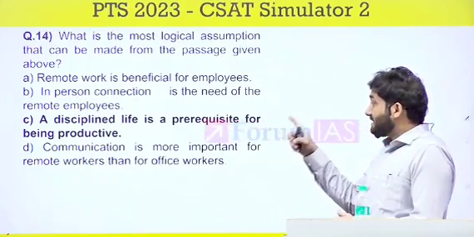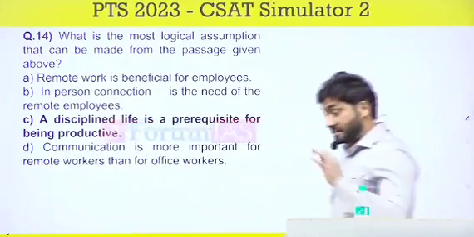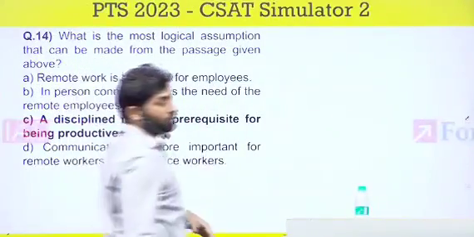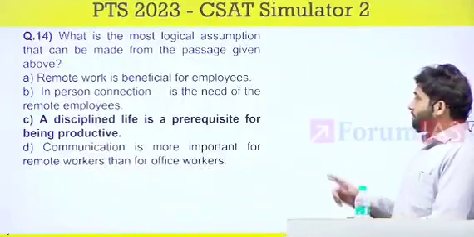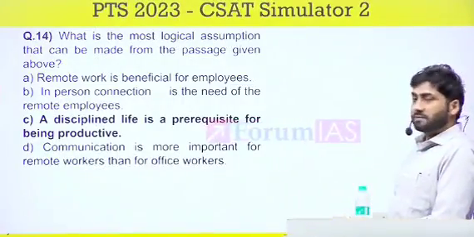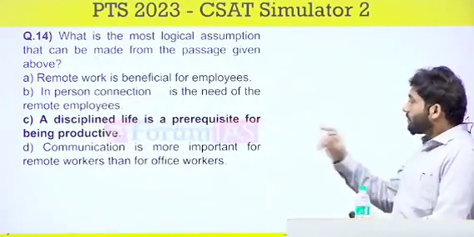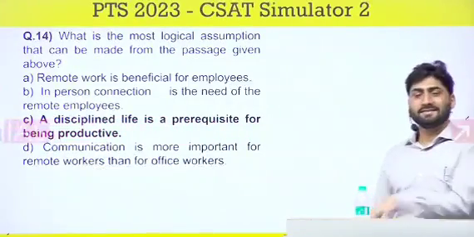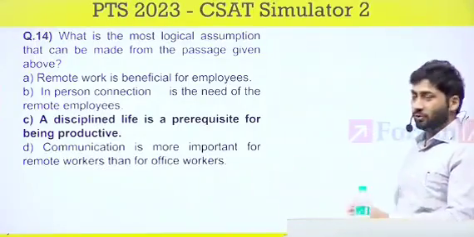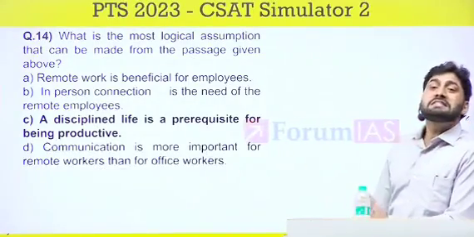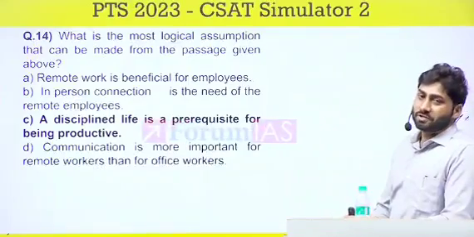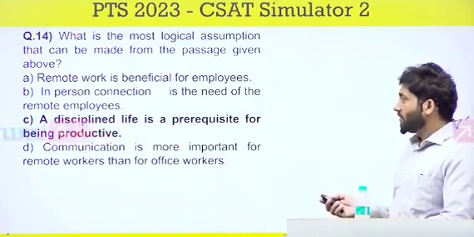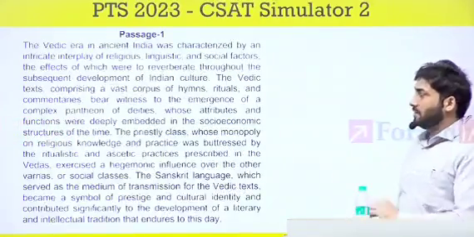A disciplined life is a prerequisite for being productive. It has been specifically said, and somewhere that has been drawn with other points as well. So that is one of the broader things. That's how it has been even concluded. Let's see the other option, D. Communication is more important for remote workers than for office workers. This has not been compared anywhere, so that also goes off. So finally, you're left with C, which is the most logical assumption in this context. I hope everybody got the answer. Let's move on to the next passage.